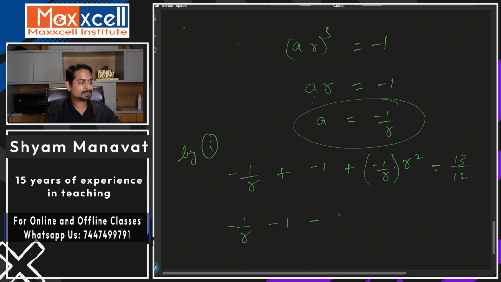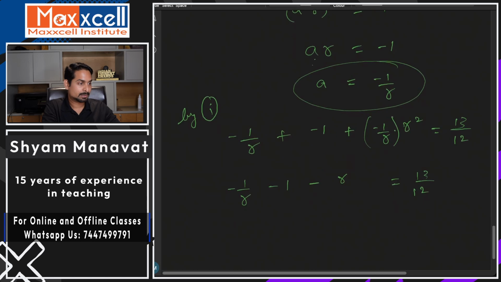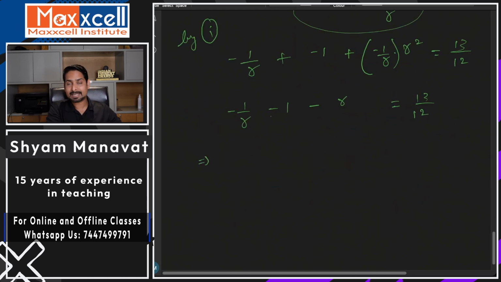Simplify this further. If you simplify this, you will get a kind of quadratic equation. Let's try doing this. So I take this minus 1 to the other side. So I have minus 1 upon R minus R equal to 13 by 12 plus 1. So this is going to get you 25 by 12. Now simplify this further. Let's take the minus sign out.